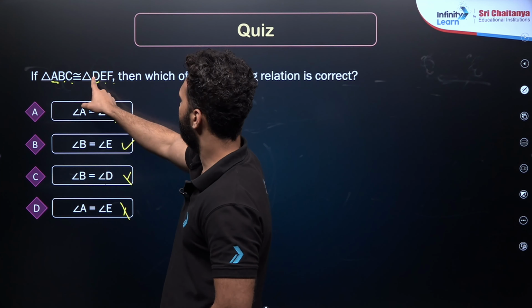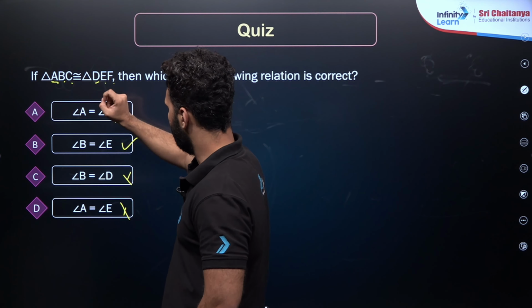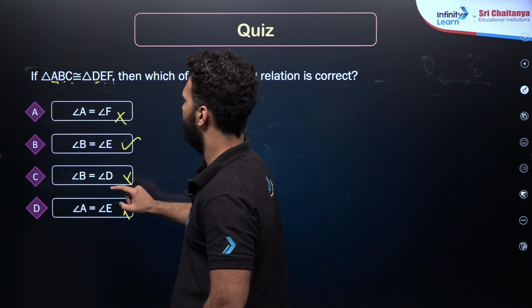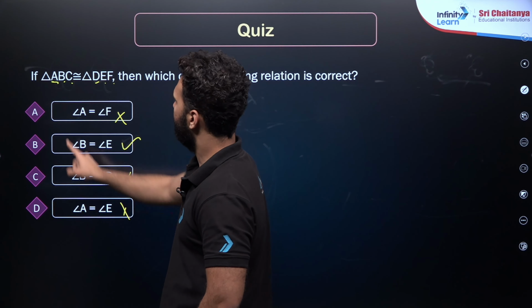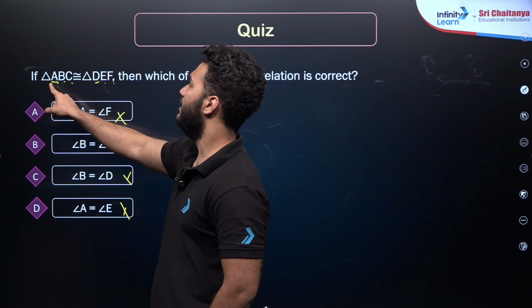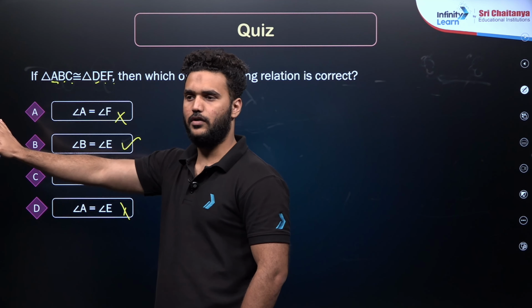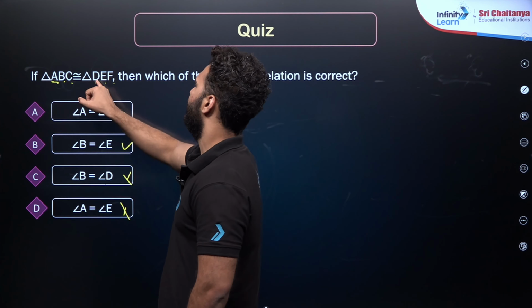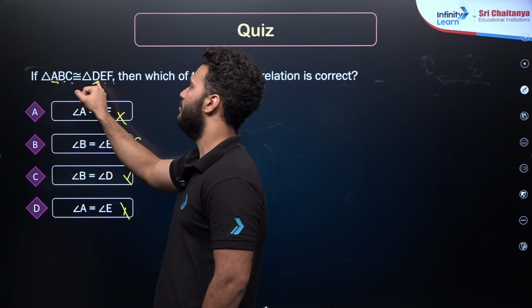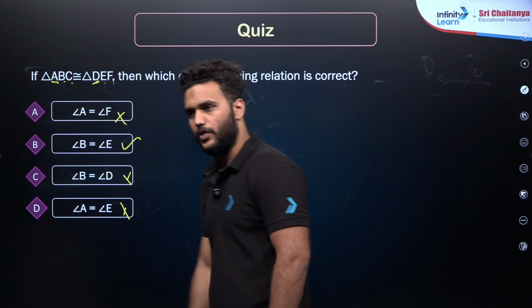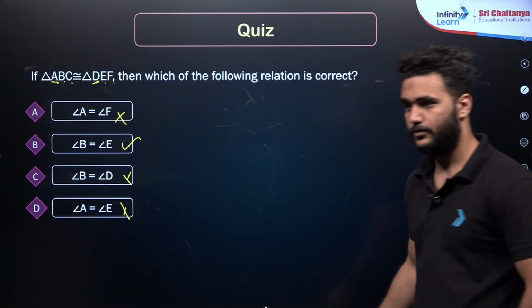A is equal to D. B is equal to E. B is equal to D? No. And A is equal to E? No, sir. On your first one is A and here you have D. So A should be equal to D, can't be equal to E. Okay, let's go for the next.